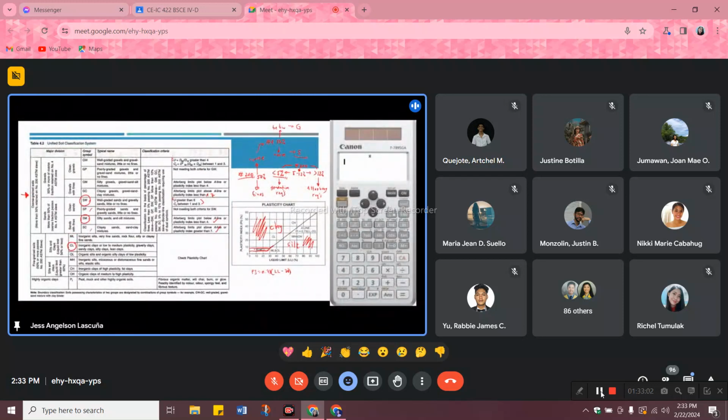So what you only need is the process. In classifying what type of soil it is, like gravel, sand, silt or clay, first you determine if it is coarse or fine. Then if coarse, you determine if it is gravel or sand. Afterwards, you determine which requirements to use, the Atterberg requirements or the gradation requirements.